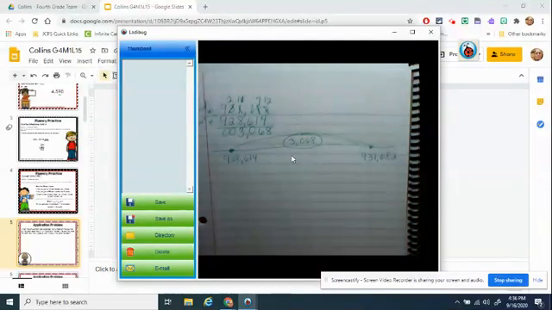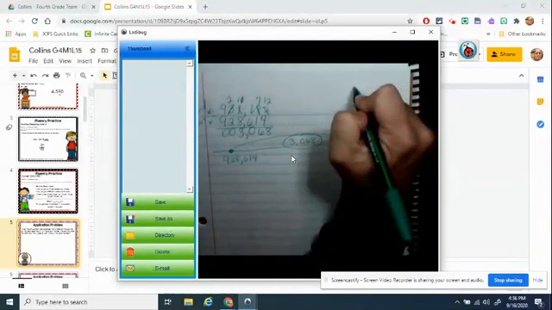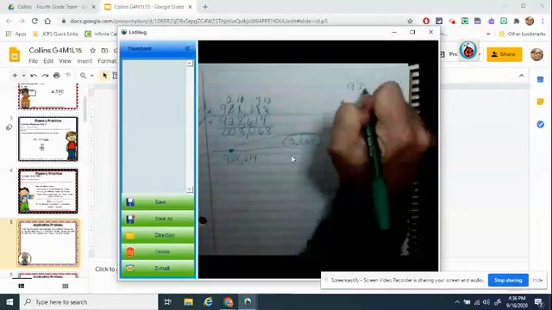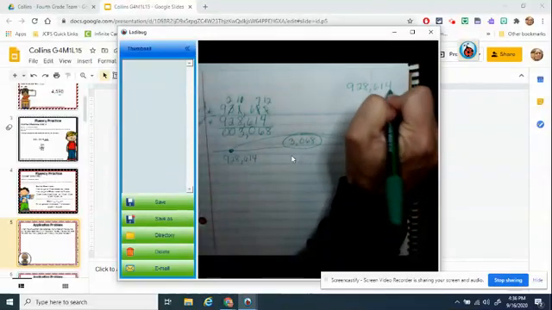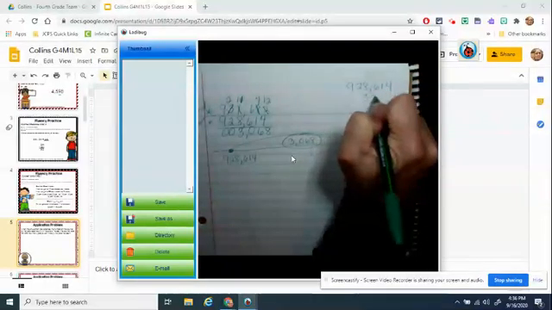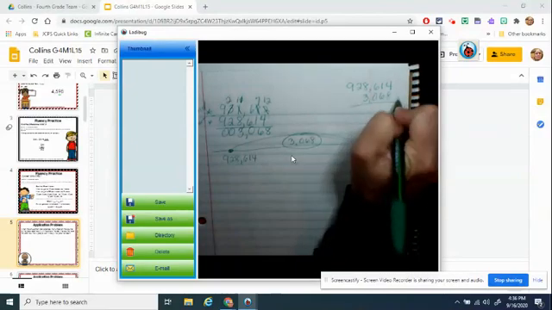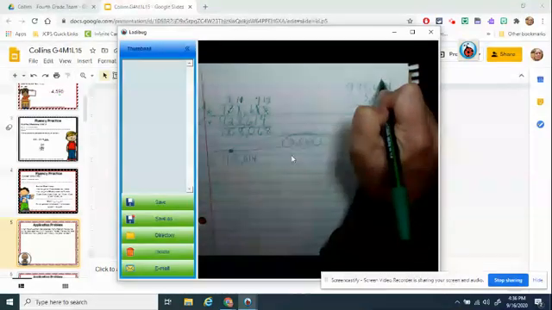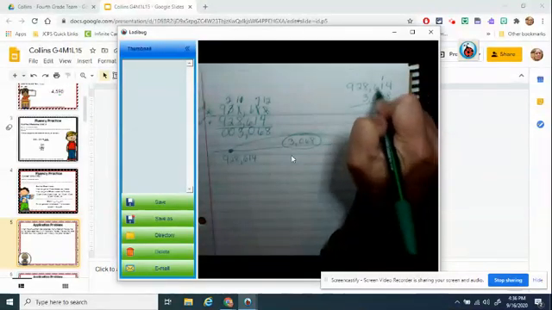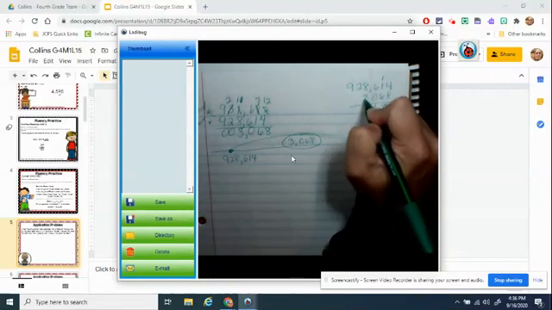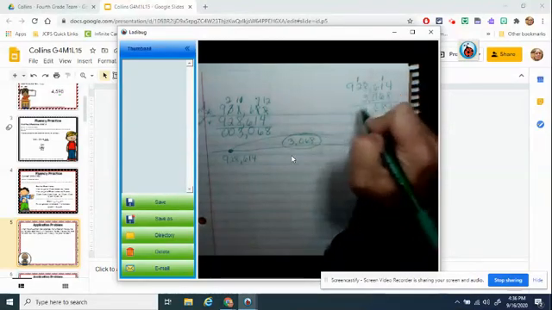Now, if I want to double check to make sure my answer is correct, I'm going to start with 928,614, and I'm going to add 3,068. 4 plus 8 is 12. 6, 7, 8. 6 plus 0 is 6. 8, 9, 10, 11. 2 plus 1 is 3.